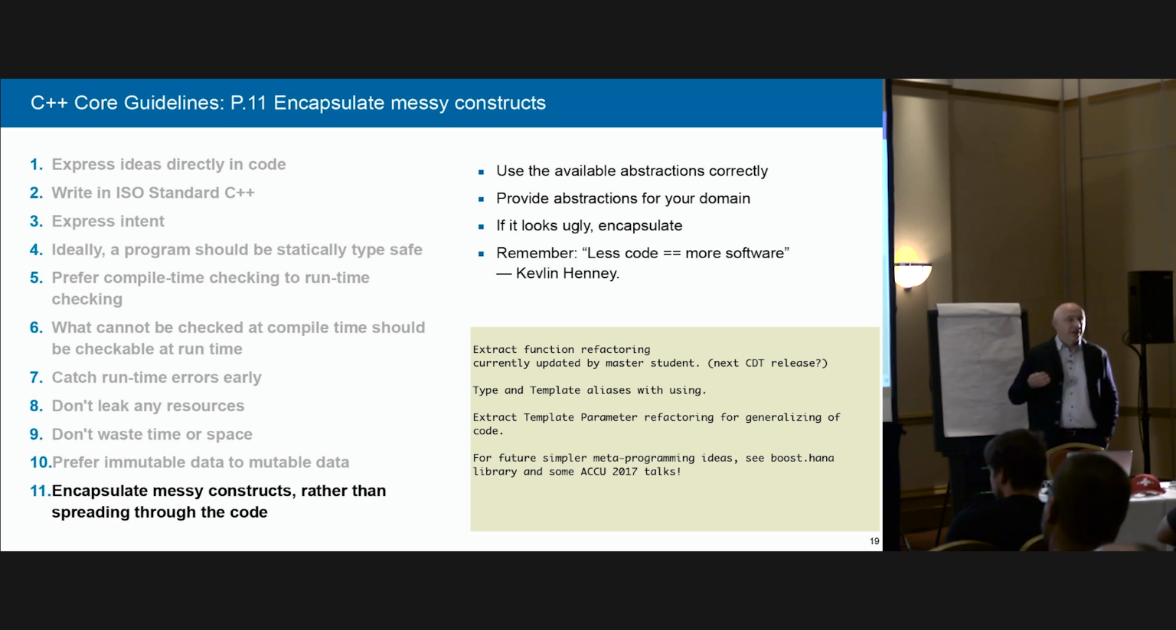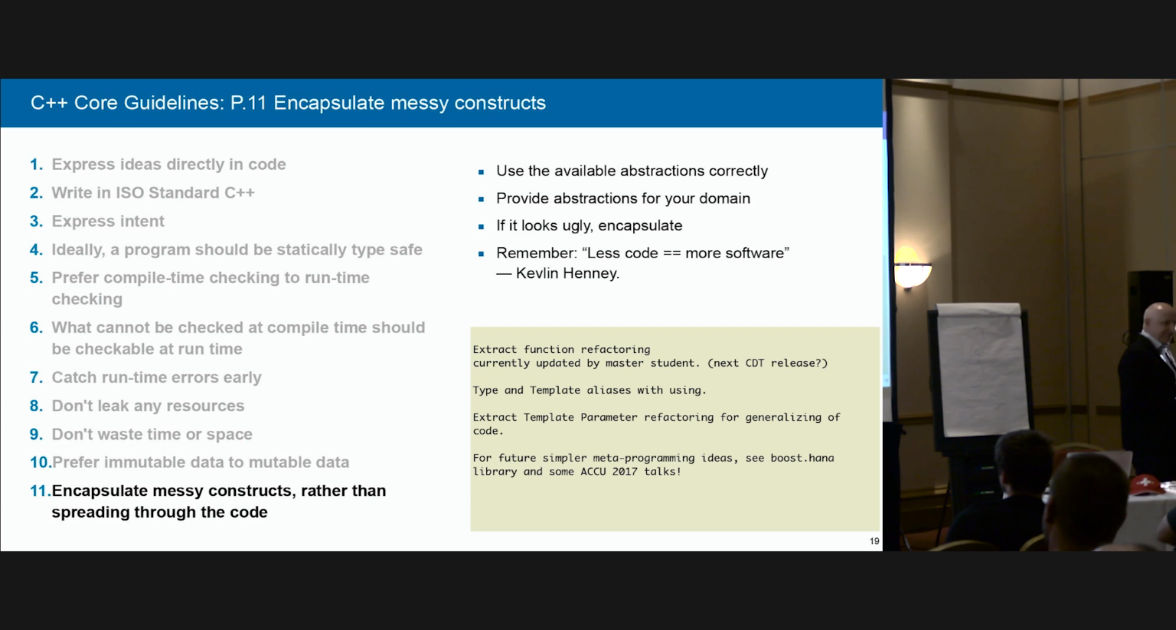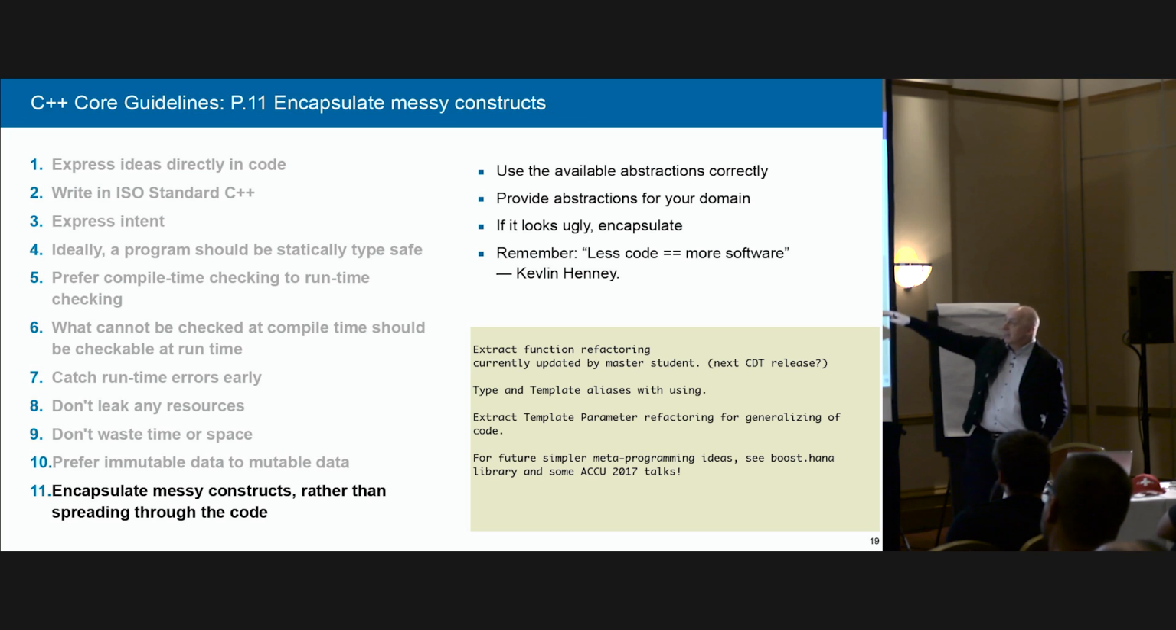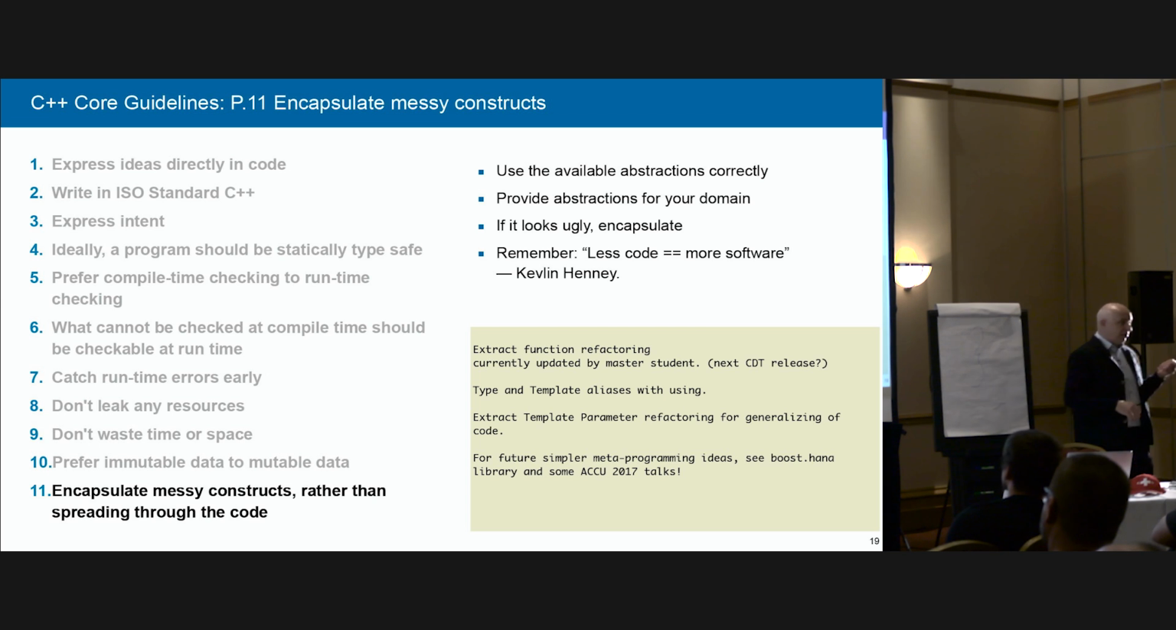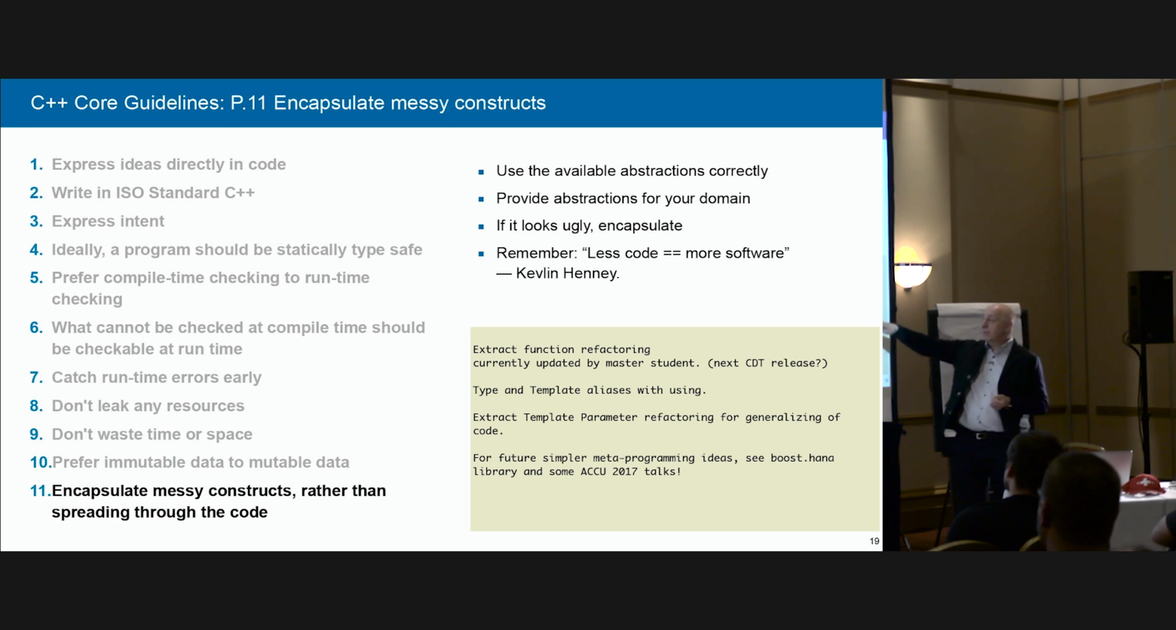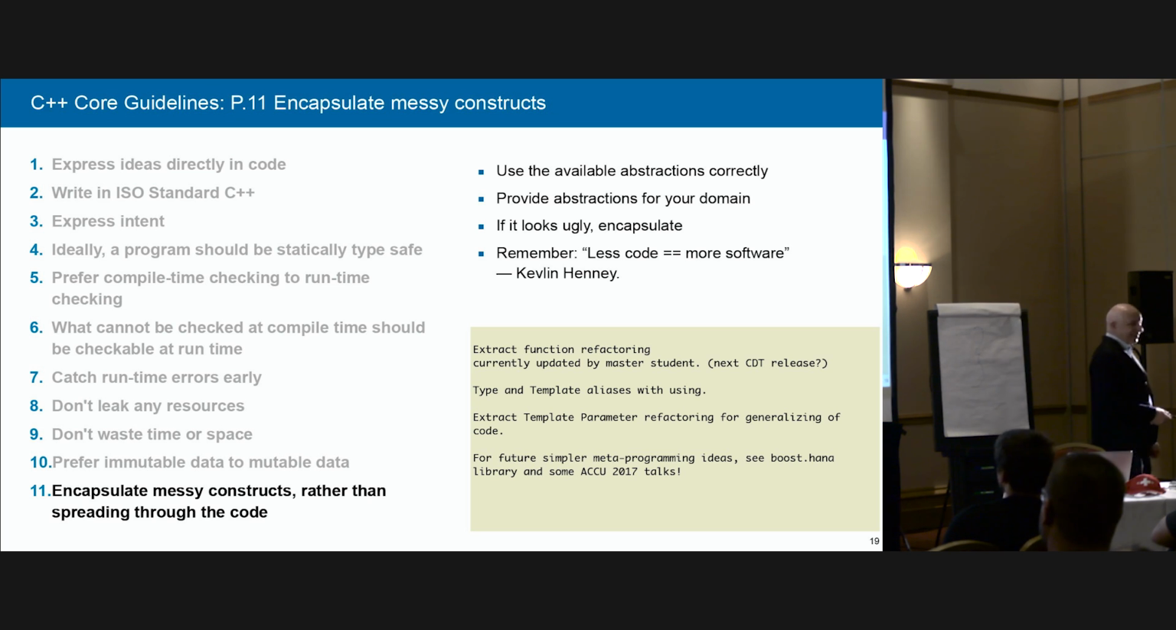And there is this thing called less code, more software. So get rid of needless code, refactor your code, make it simpler and smaller. And some things we have in our IDEs, and CLion as well: extract function refactorings, type and template aliases with using, which are much nicer to read and understand, especially if they're complicated. And things like extract template parameter for generalizing code, where you might want to get rid of a concrete type, and maybe more ideas. And we've seen some metaprogramming talks by some other people around.